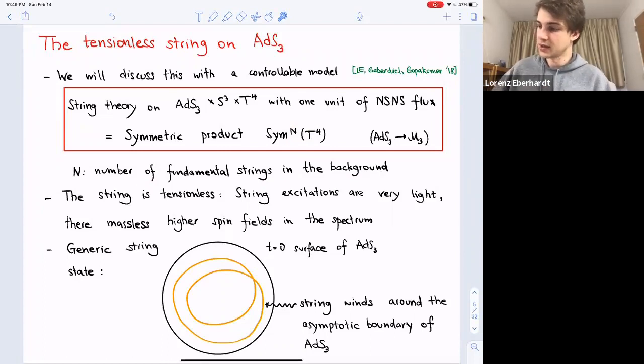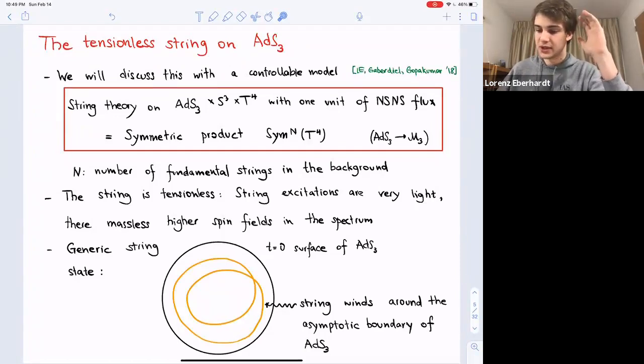And then the other very important comment is that this string is really tensionless. I always call it the tensionless string, but it has nothing to do with the flat space tensionless string that people studied long ago. It's tensionless in the following sense: string excitations are very light and there are massless higher spin fields in the spectrum. So the dual CFT has really some W symmetry.